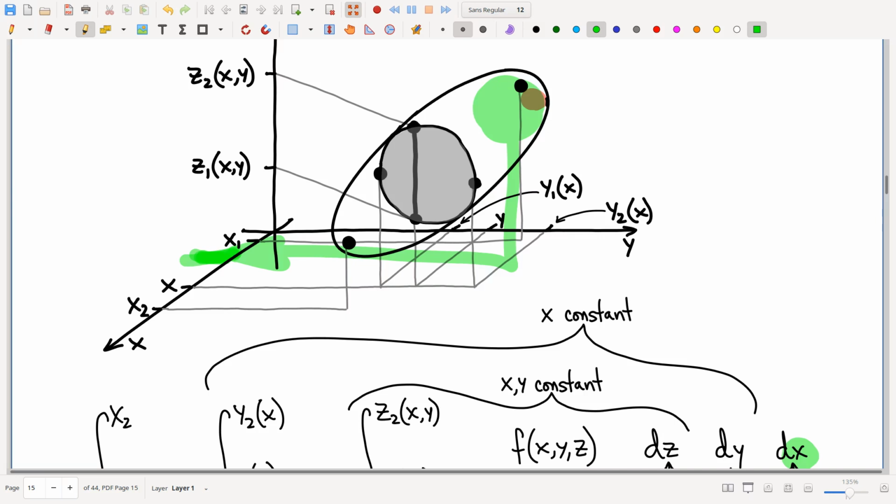And so that's why we're going to be restricting our attention just to arbitrary x slices. And then, of course, as x ranges over all of its allowed values, it will sweep out the entire solid. Okay. All right. So, again, x fixed. Looking at this x slice.